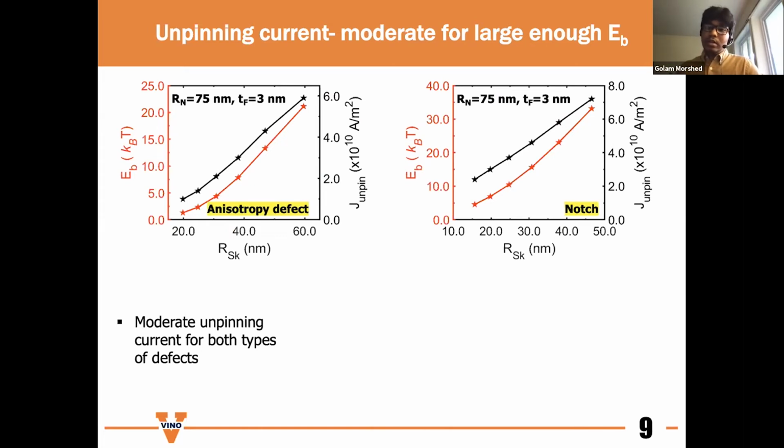So here I show the unpinning current results for both types of defects with a defect radius of 75 nanometer and a 3 nanometer thick film, and we find the unpinning current is in the range of 10 to the power 10 or close to 10 to the power 11, which is moderate and very encouraging.